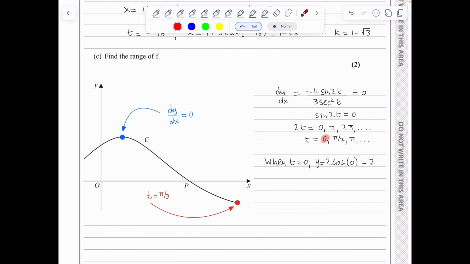And then I will substitute t is pi over 3 to find the minimum. So when t is pi over 3, y is equal to 2 cos of 2 pi over 3, which gives an answer of negative 1. So we can see that the range is from negative 1 up to 2 inclusive, and therefore we conclude that we've got minus 1 less than or equal to f of x less than or equal to 2.